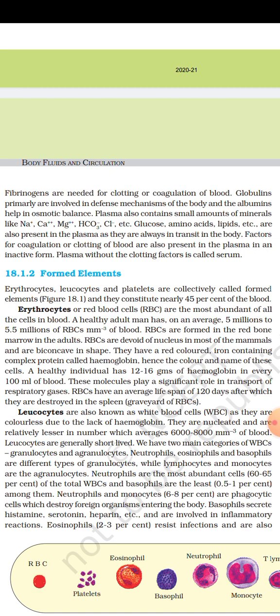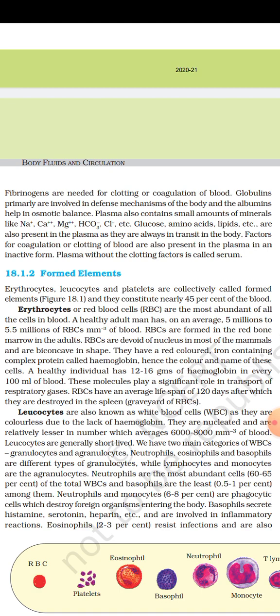They have a red colored iron containing complex protein called hemoglobin. Hence the color and name of these cells. A healthy individual has 12 to 16 grams of hemoglobin in every 100 ml of blood. These molecules play a significant role in transport of respiratory gases. RBCs have an average lifespan of 120 days, after which they are destroyed in the spleen, the graveyard of RBCs.